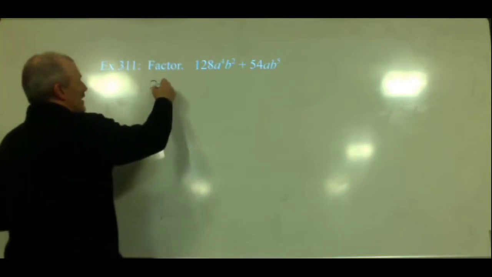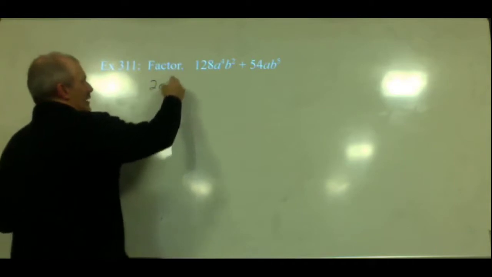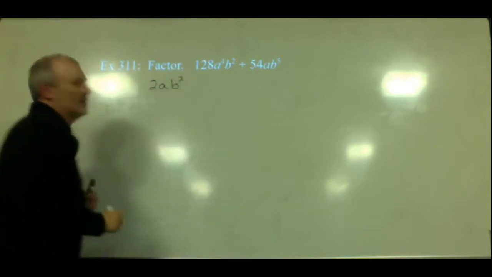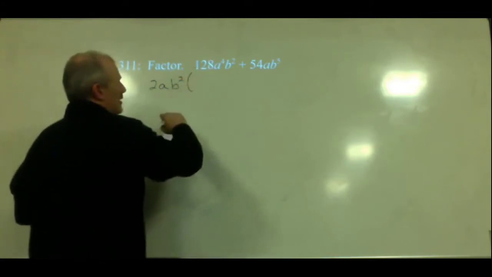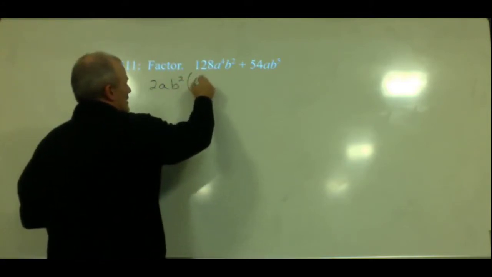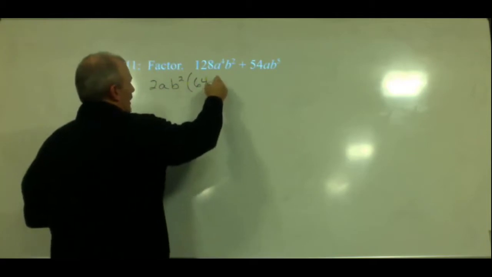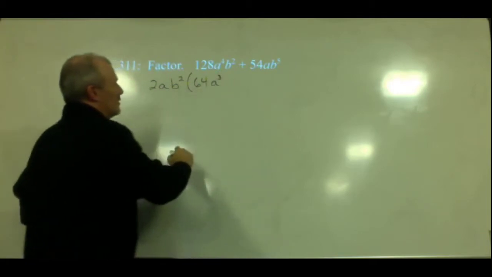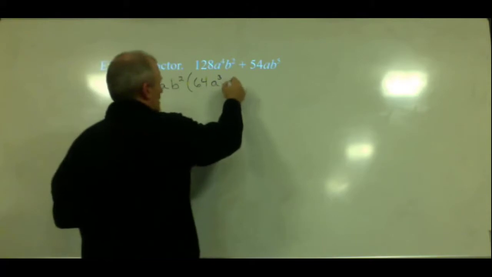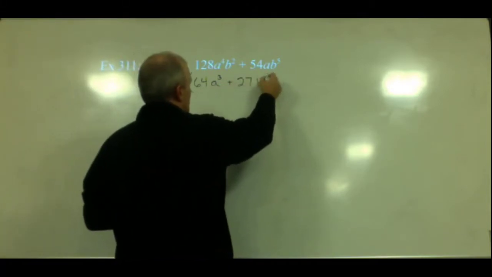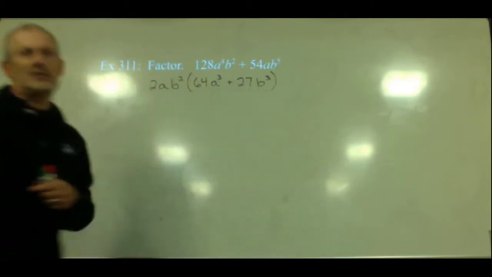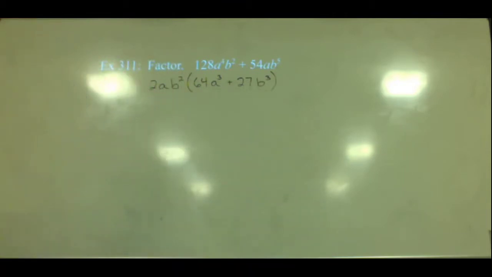So 2, and then they all have an a, and they all have a b squared. So that leaves us with 64a cubed. All the b's are gone, and then plus 27b cubed. Ooh, that's kind of a hint. What is that a hint telling us? Probably need to use the cubes, right?